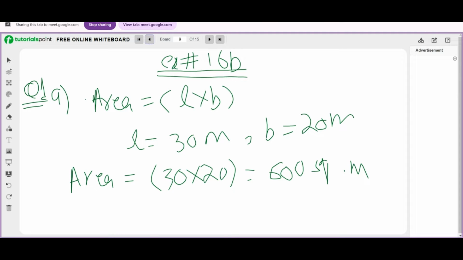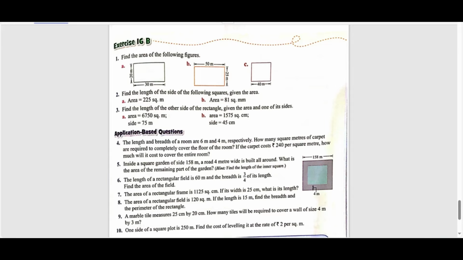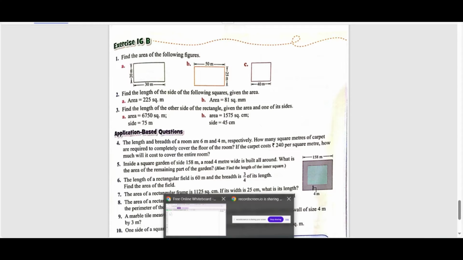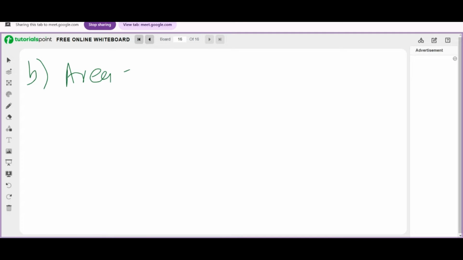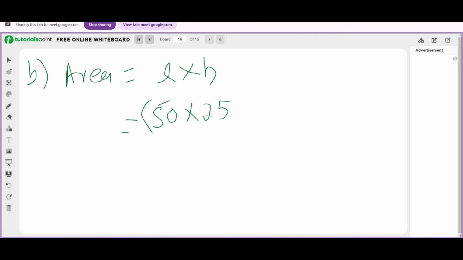Now the next question, that is the B part. In the B part, we have 50 into 25 centimeter. The area is equal to length multiplied by breadth. What is length here? Length is 50. Breadth is 25. So 50 and 25, the answer will be 1250 square meter.